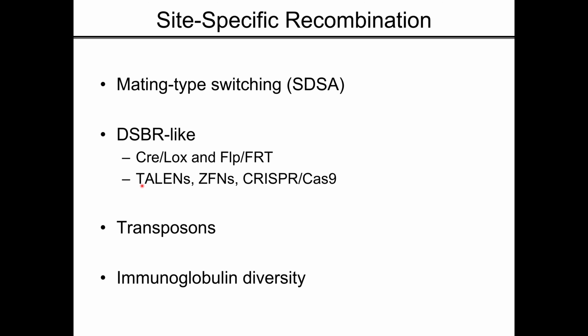The TALENs are transcriptional activator-like effector nucleases. ZFNs are zinc finger nucleases, and then you all have heard of CRISPR-Cas9, which is now the gold standard for doing site-directed or sequence-directed cleavage of the DNA. On Thursday, I'll touch lightly on transposons and other mobile elements in DNA, and then finally we'll talk about how these kinds of site-specific recombination events are used by B cells to generate immunoglobulin diversity.